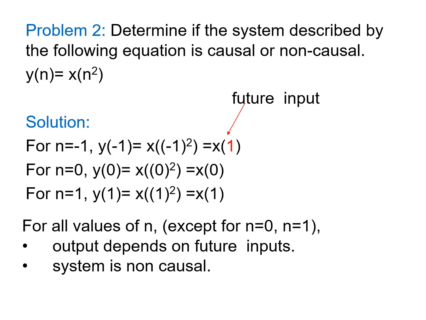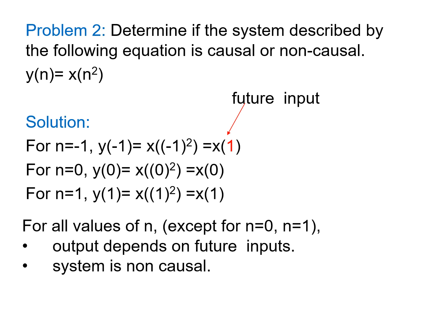Now we will see the next problem. Here the given equation is y of n is equal to x of n squared. Here also we take cases n is equal to -1, n is equal to 0 and n is equal to 1. In the y of n equation, in the place of n, we have to substitute the n value, whether it may be -1, 0 or 1.